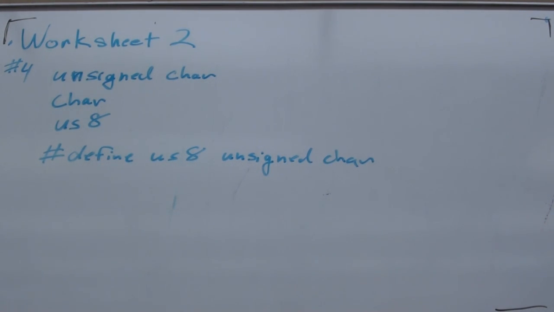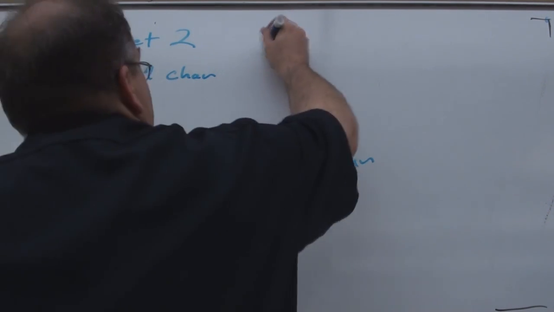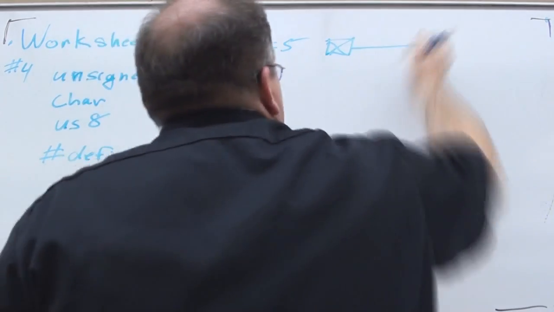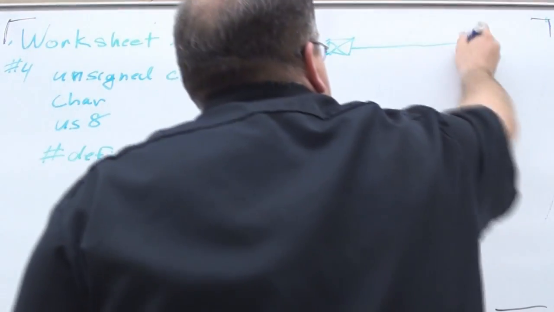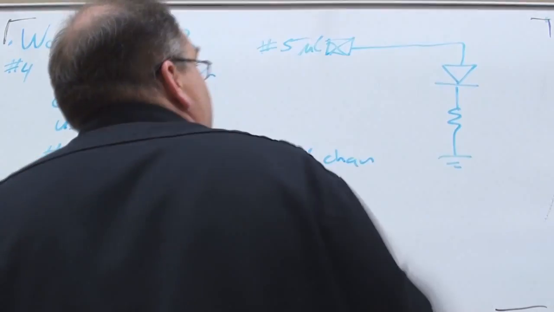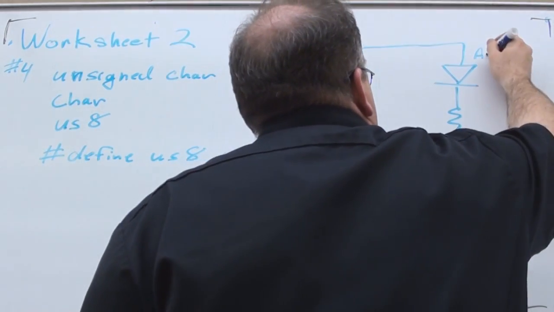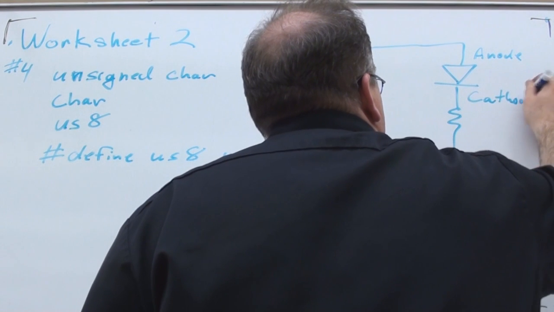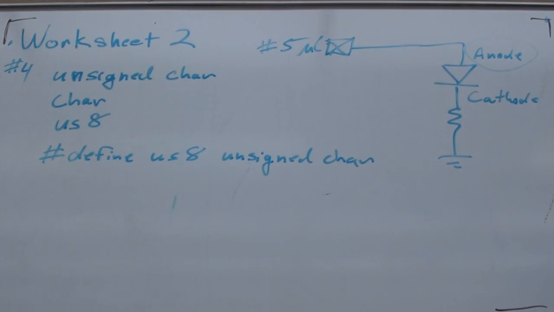And number 5: in the pictured drawing, which side of the LED is connected to the microcontroller, anode or cathode? Number 5 has a microcontroller pin hooked up to an LED to ground, and it asks which side is connected to the microcontroller. This is the microcontroller up here, and the anode is this side, and the cathode is the other. So the right answer is anode.